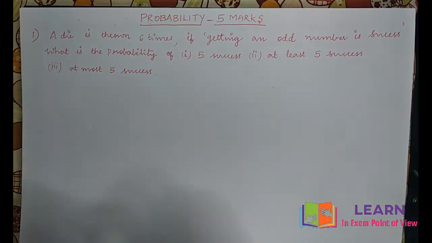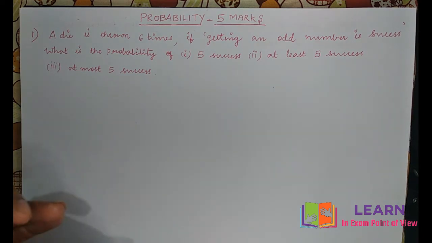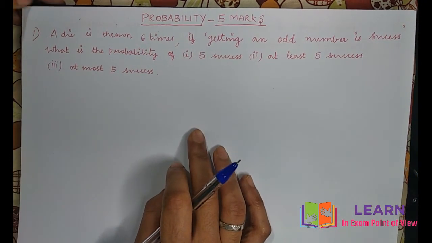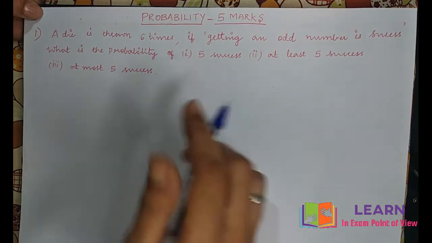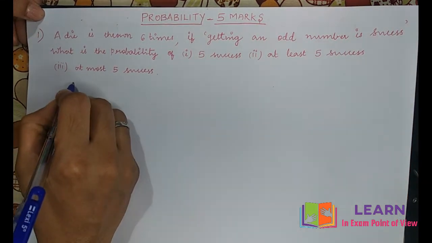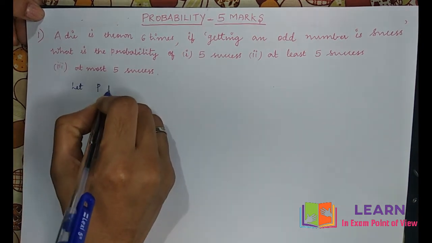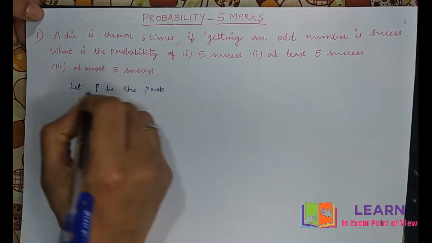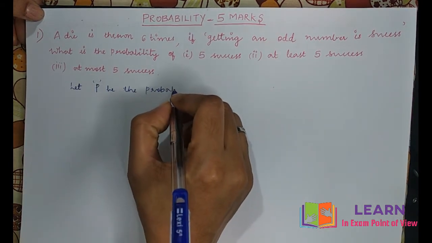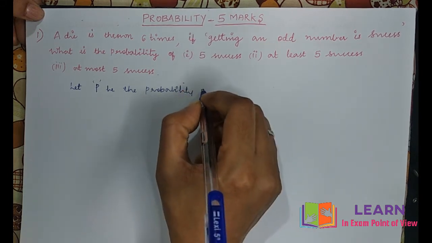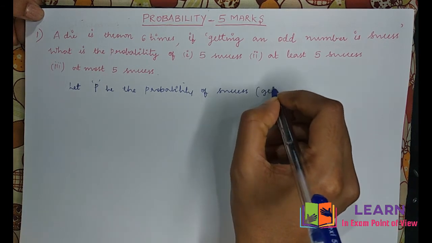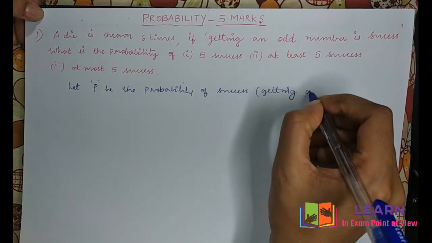So this type of problem can be done using Bernoulli's trials. There is a formula, so it is easy to calculate. I will tell it step by step. First of all, let P be the probability of success. Here success is getting an odd number.